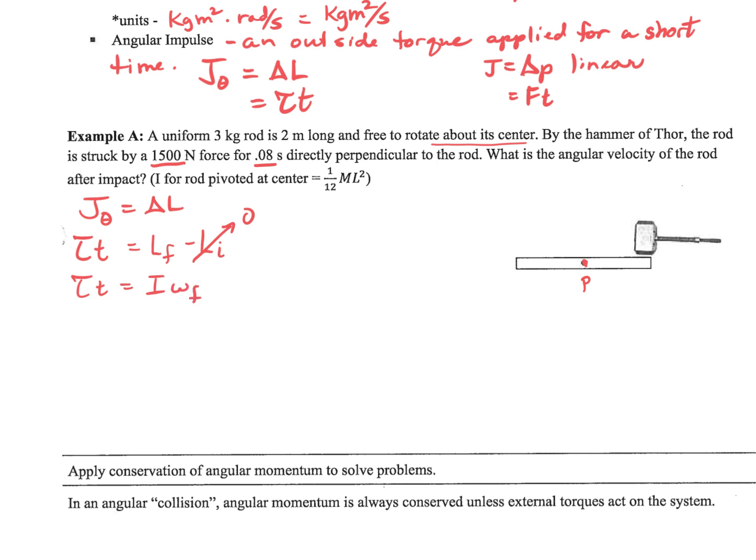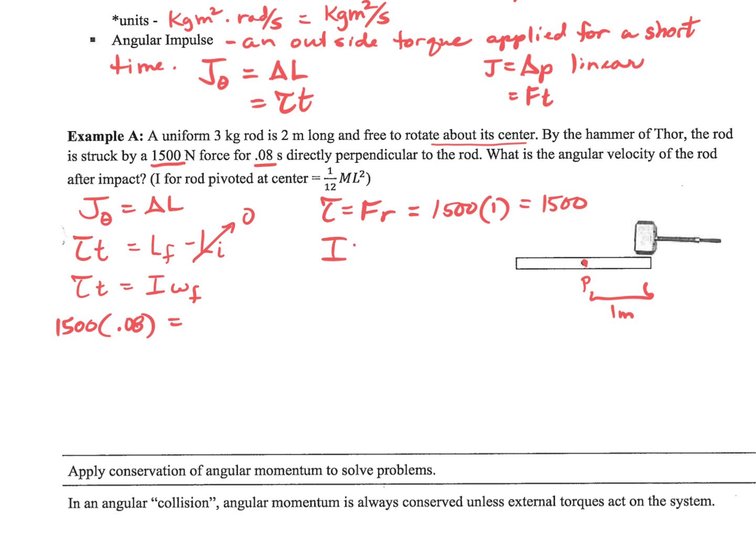So let's start by finding the things we need. Torque, of course, is equal to Fr. Well, the force is 1,500. And r, if it's 2 meters long but the center is here, the distance from it is 1 meter. So this is times 1. So torque is equal to 1,500. Then we need to know the time. So we have 1,500 times the time, which is 0.08, is equal to I omega final.